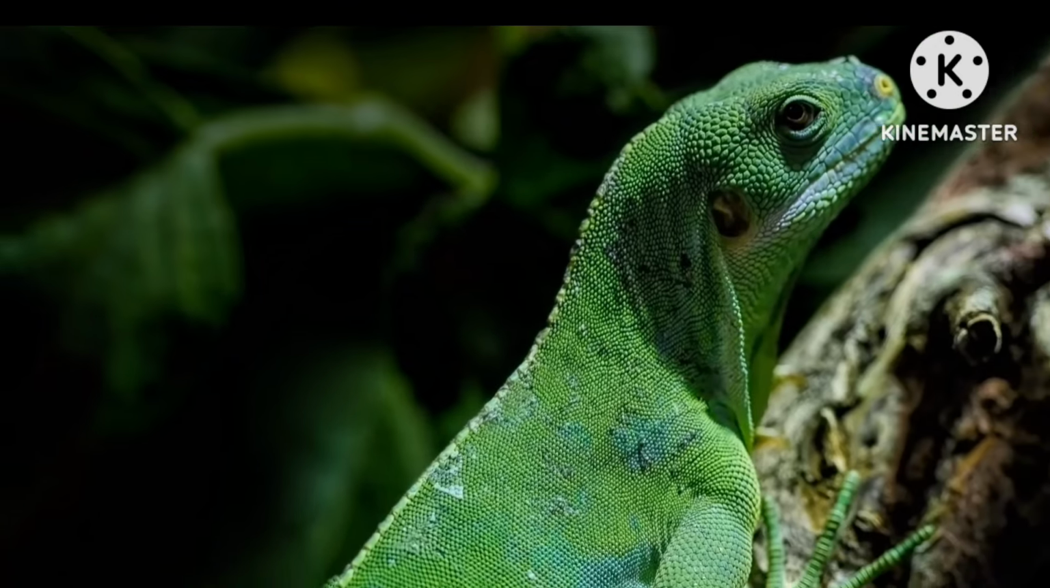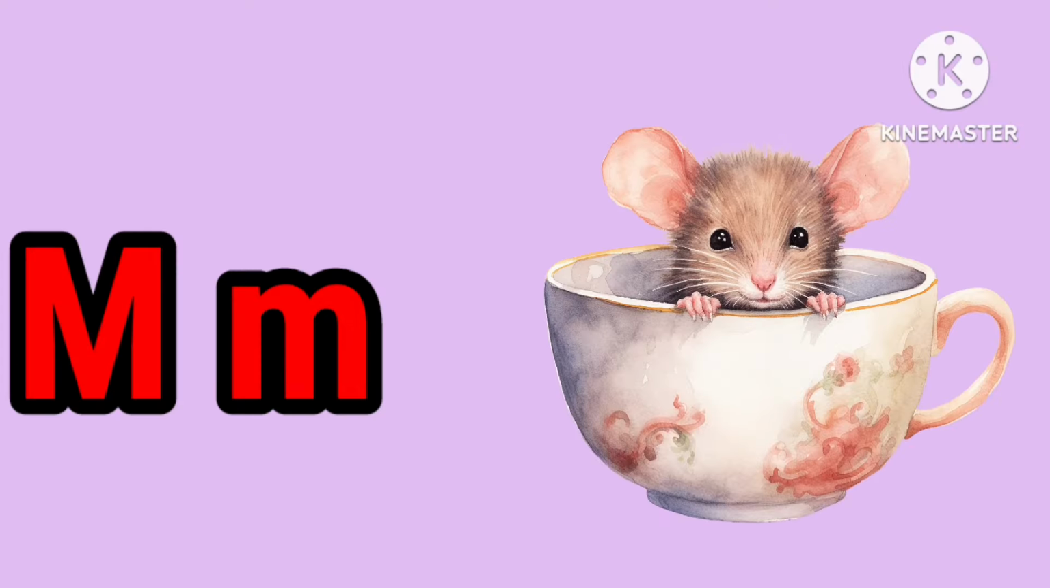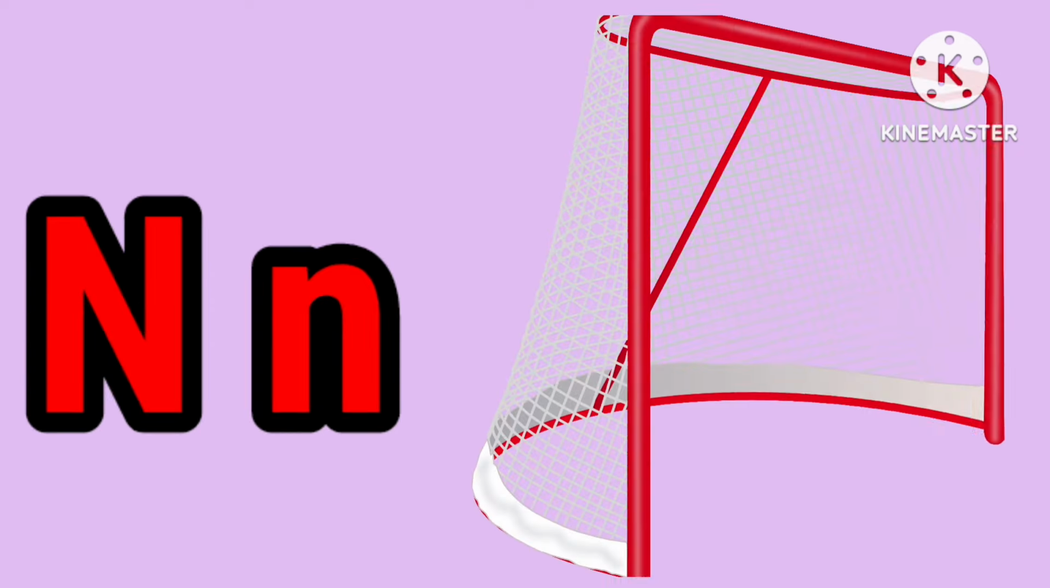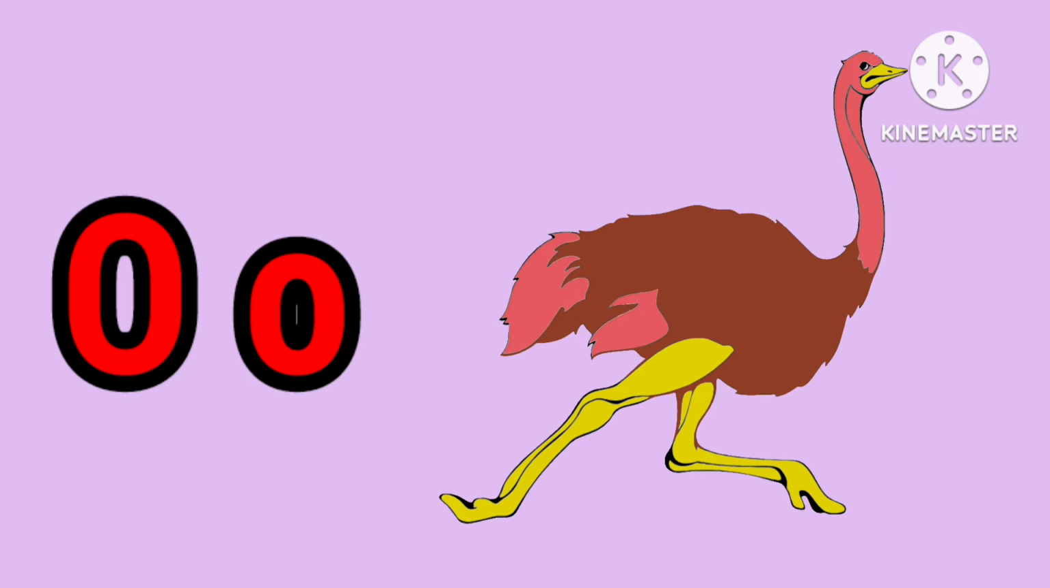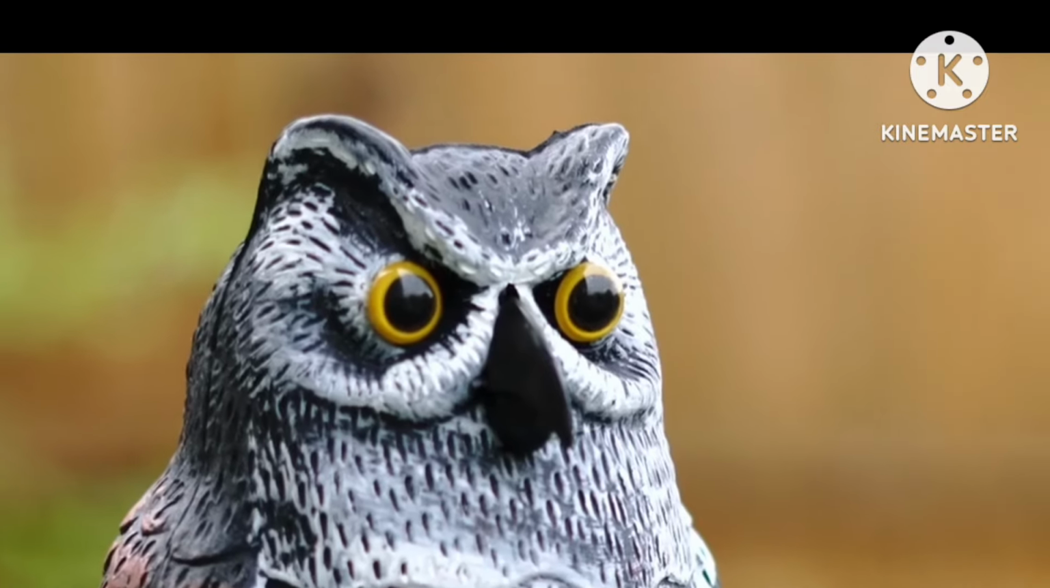L for lizard, la la la. M for mouse, M for nail, N for net, na na. O for ostrich, O for owl.